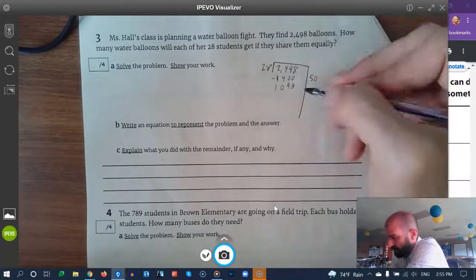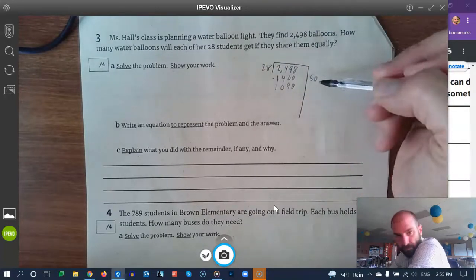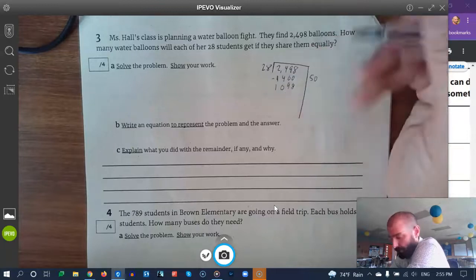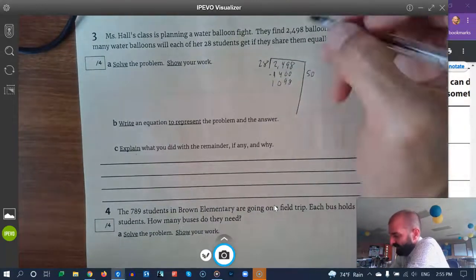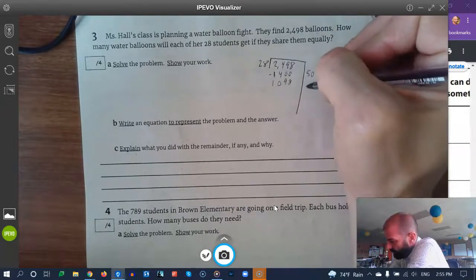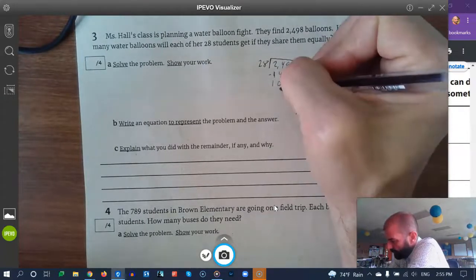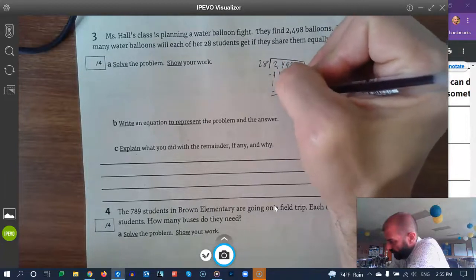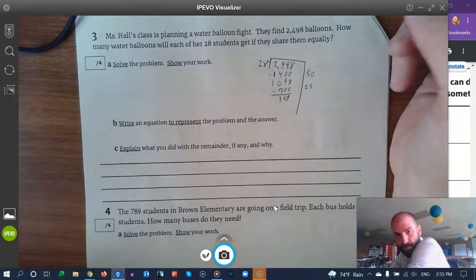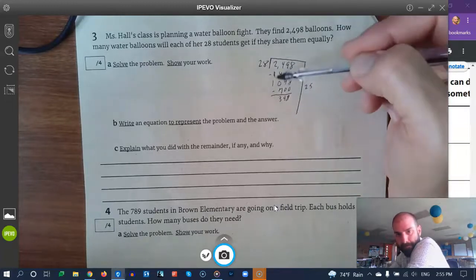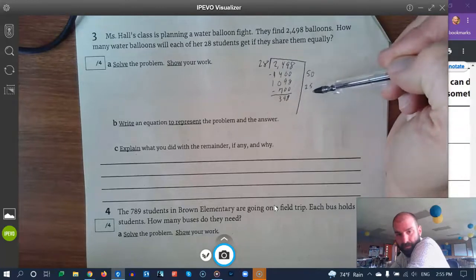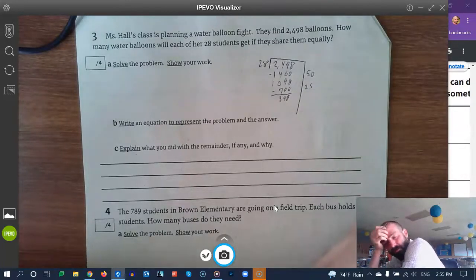All right, so now we have 1,098. If I gave every student 50 balloons, we'd have 1,098 left over. I can still give at least 1 balloon to each person now. So how many more? If I do 25, that's going to be half of this. That's 700. That leaves 398. Again, I can still give more out. Half of 700 is 350. But you can't give 12.5 balloons. It would have to be a whole.